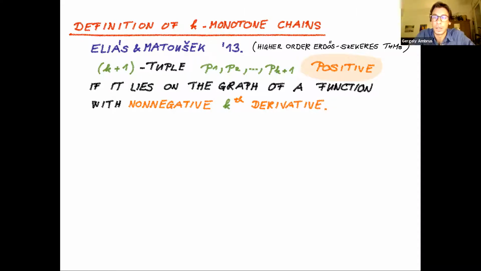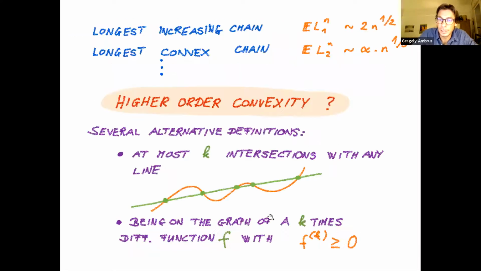They define k convexity or k monotonicity in the following way: for any k plus 1 points, p1 up to pk plus 1, they define them to be positive if they lie on the graph of a function which is k times differentiable, and the k derivative is non-negative. So for monotone, we see it's a nice increasing function. For convex, we see it's a nice convex function. And now for general k, we can ask the same thing.